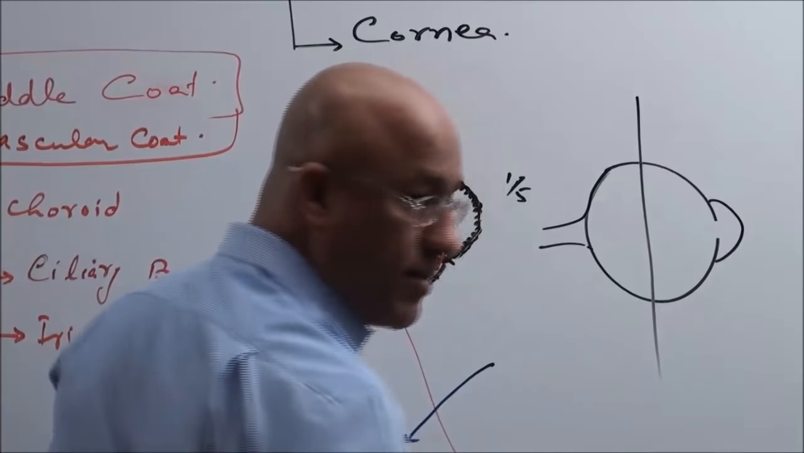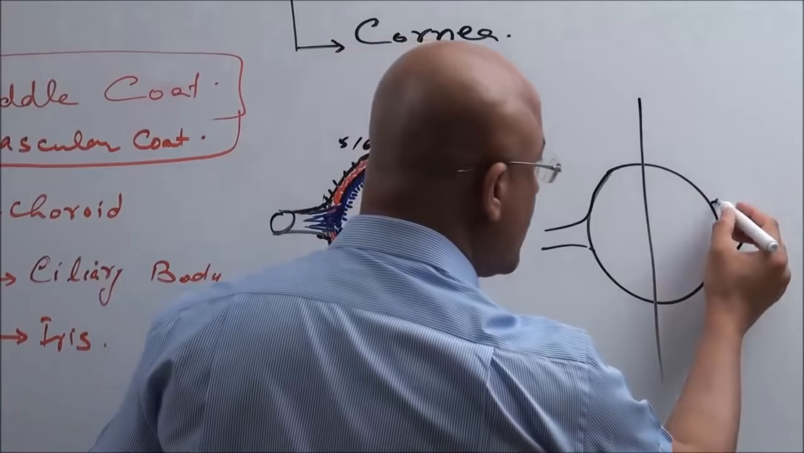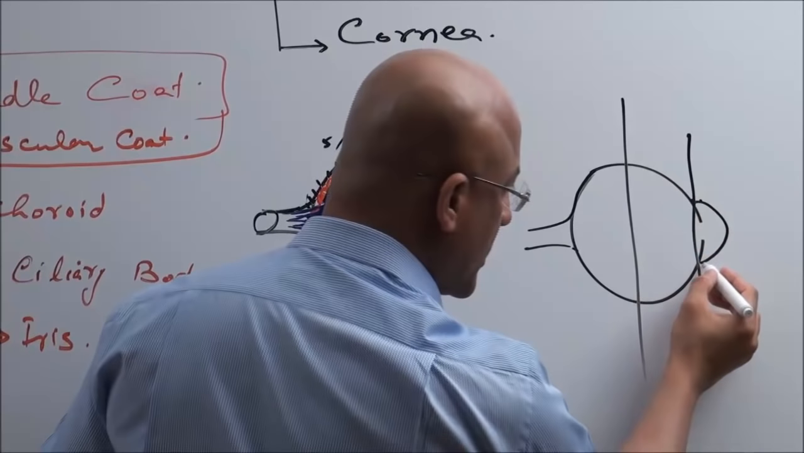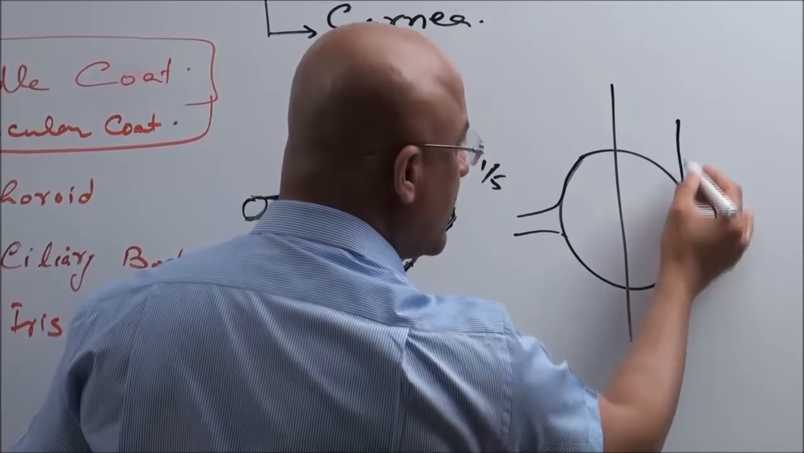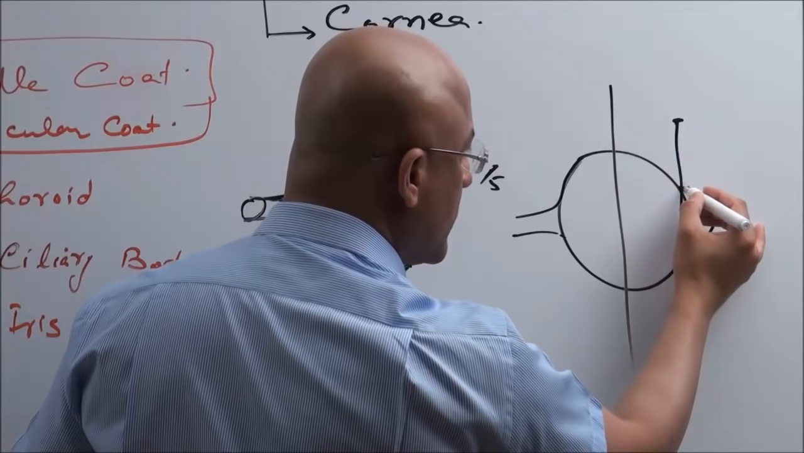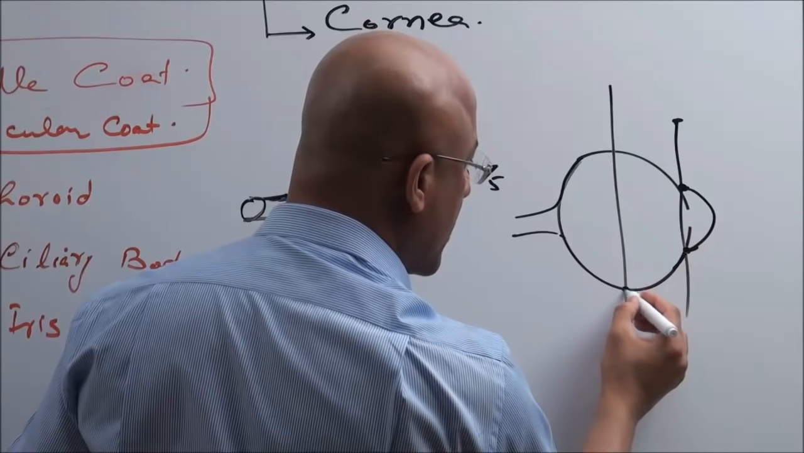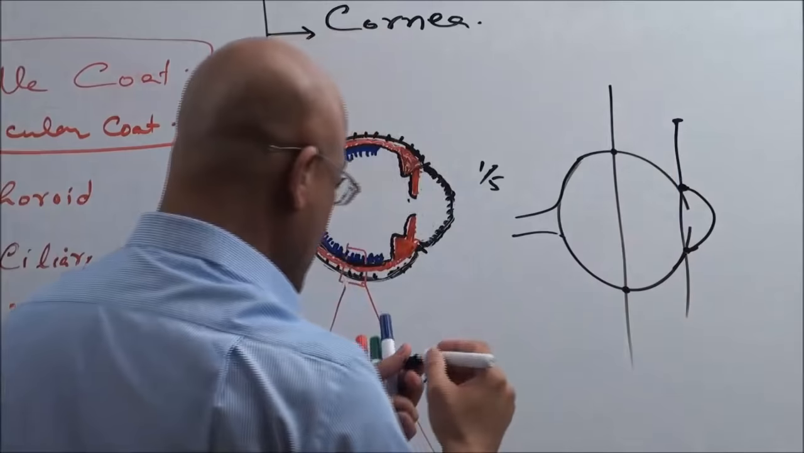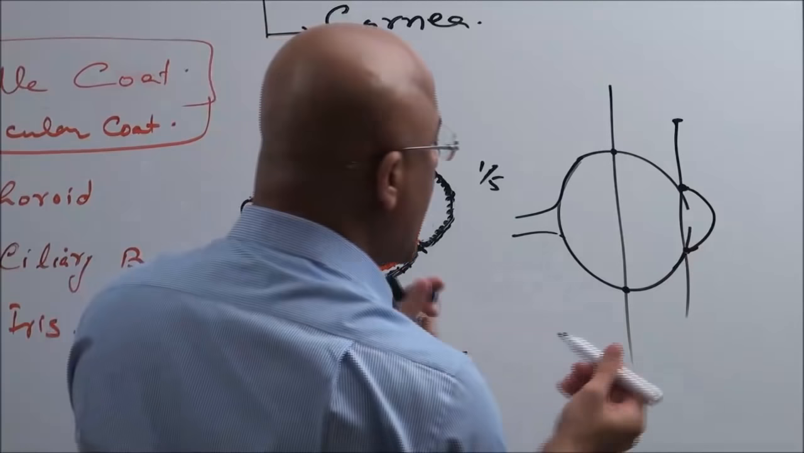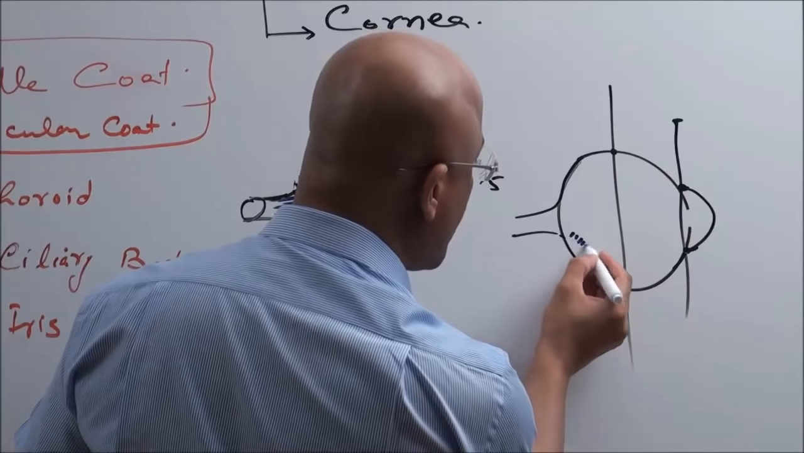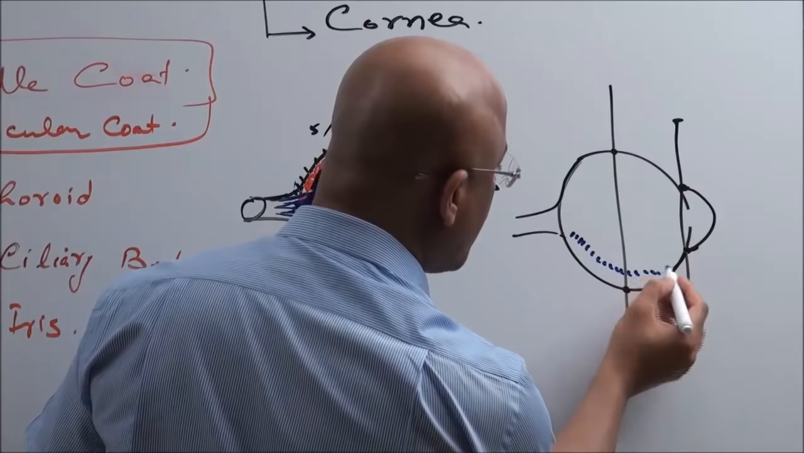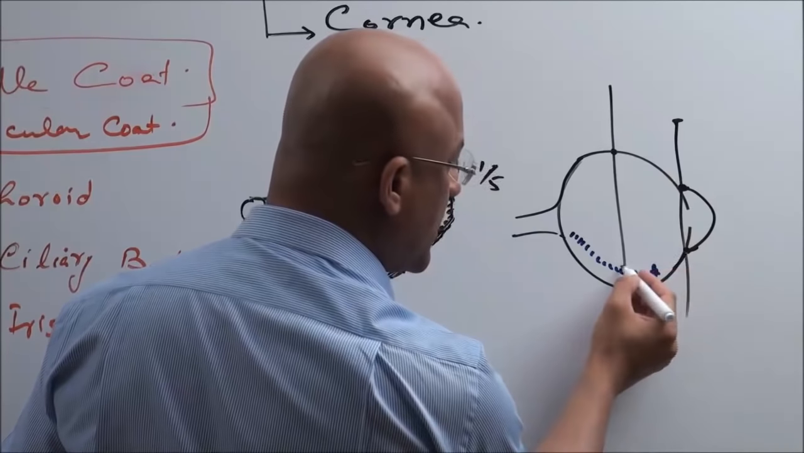This is the corneal area. And this is the corneosclera junction, cornea with sclera. This point and this point. And this is the corneal section. Actually, the rods and cones extend from backward, forward, somewhere in the middle between these two points.